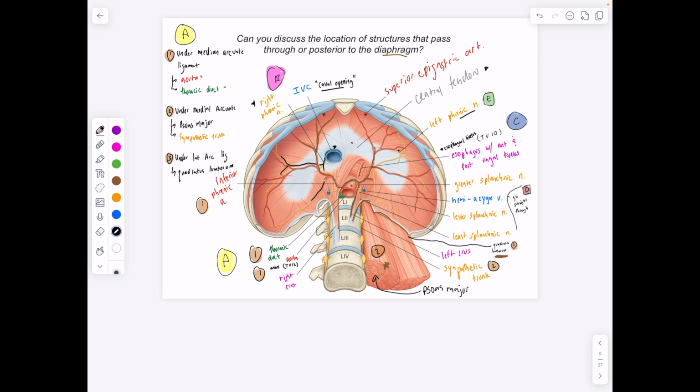And then, let's see. Then we have our esophageal hiatus, and we have posterior vagal trunks that are coming through with it. Then we have the greater splanchnic, lesser splanchnic, and least splanchnic all going directly through the diaphragm, as well as the hemiazygos. And that is it.